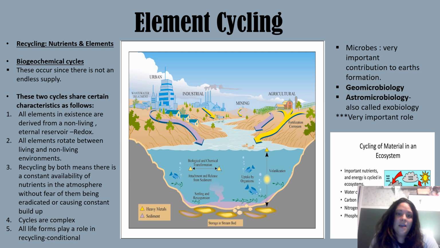So the carbon's going to be up in the air, and it's going to flow down, usually with rain or something of that nature, photosynthesis from the sun, and it's going to go into the water. It's going to go into the agriculture, like farming. It's also going to be in urban areas, industrial areas, water treatment plants. All of that's going to be all intertwined together. And then below here, I'm showing you the cycling of material in an ecosystem, how that works. So important nutrients and energy is cycled into the ecosystems.